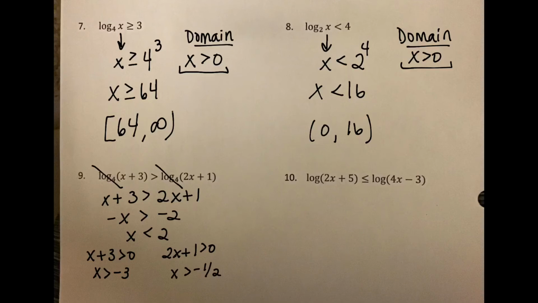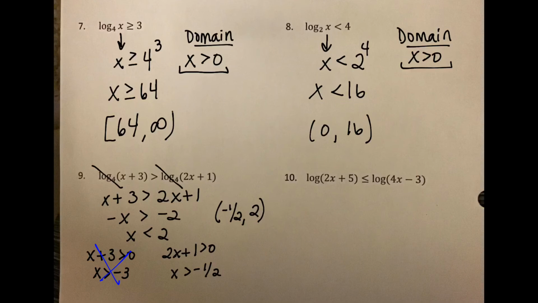Void out the smaller one. See if the bigger one puts any restrictions on the actual answer. And it does. So therefore my answer is going to be negative 1/2 to positive 2. Very similar to what we did with square roots.